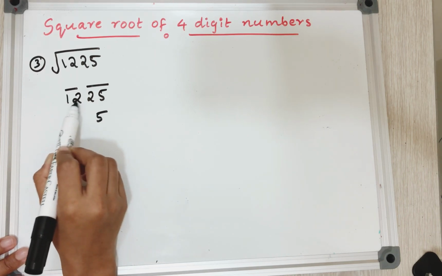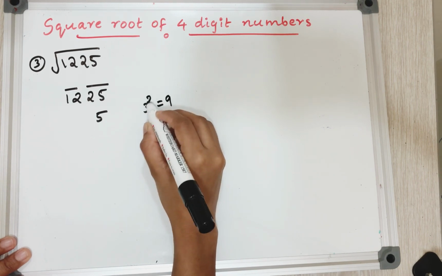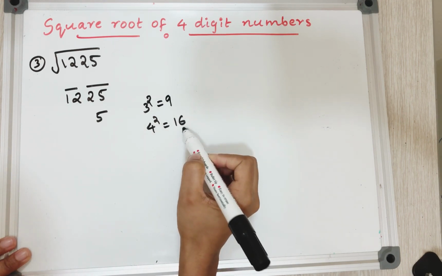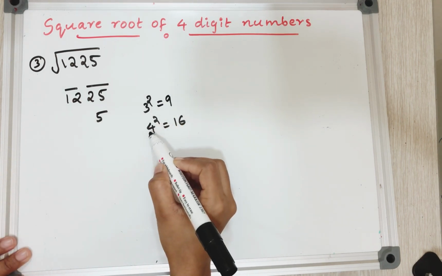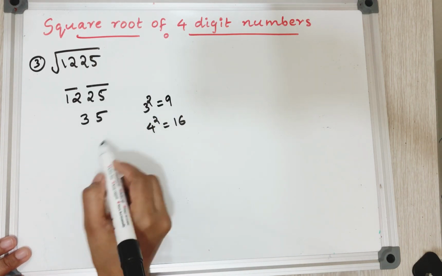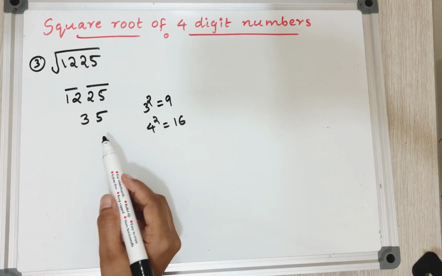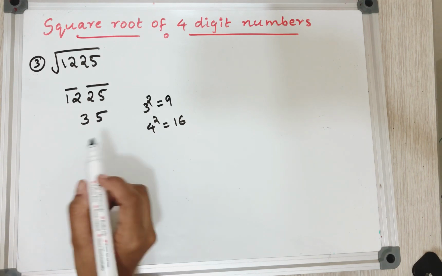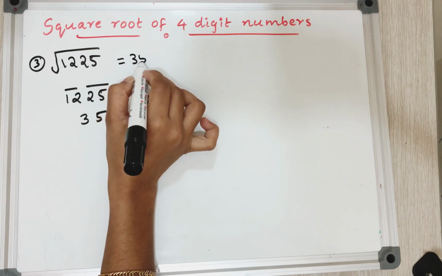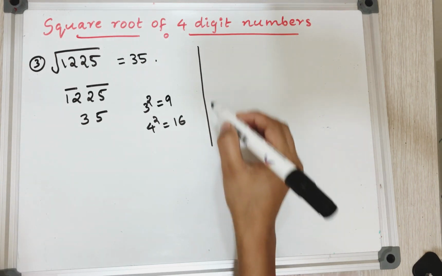Next, we have to consider 12. 12 lies in between the perfect squares 9, 3 square and 4 square. 12 lies in between 9 and 16, or 12 lies in between 3 square and 4 square. We have to choose the smallest. So 3. 35 is the answer. If we have two numbers, we have to proceed again. Here we have only one number, 35. Therefore, root of 1225 is equal to 35. Simple, right? Next, we can consider another example.